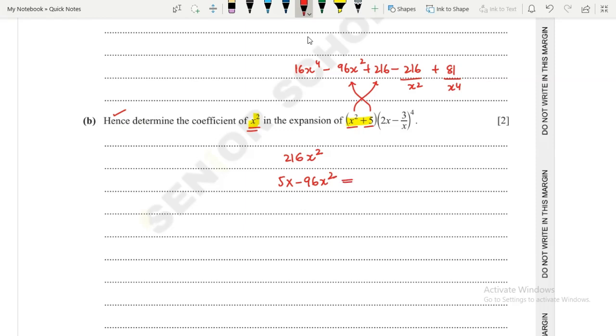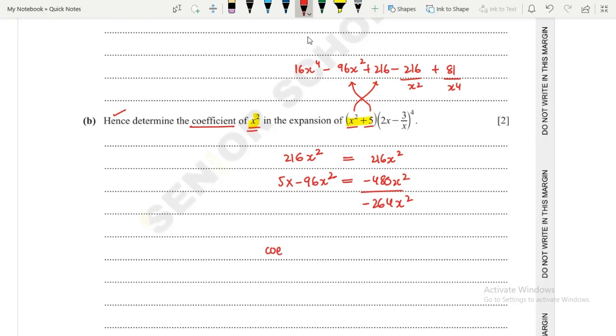So this will give you, let's calculate this, 216 x square, and 5 into minus 96 becomes minus 480 x square. Now just simply add these two terms, it will give you minus 264 x square. But just be vigilant here that the examiner is asking you the coefficient. Most of the students just leave their answer in this form, so you have to write the coefficient.